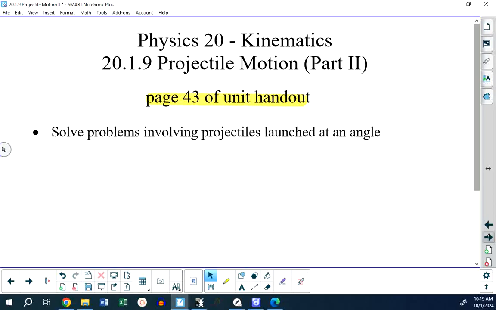We're going to be solving problems that involve projectiles that are launched at an angle, a non-zero degree angle. So whether they are launched up or down, it doesn't matter. We typically solve problems in which the projectiles are launched upward at an angle.